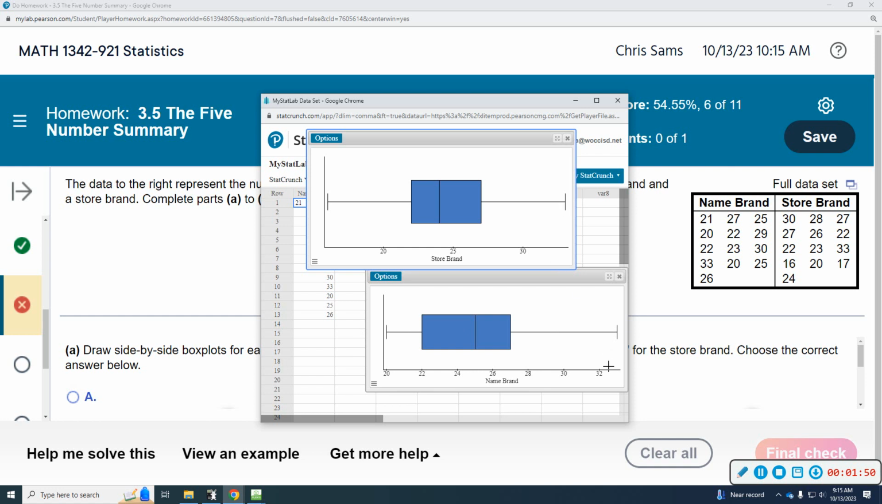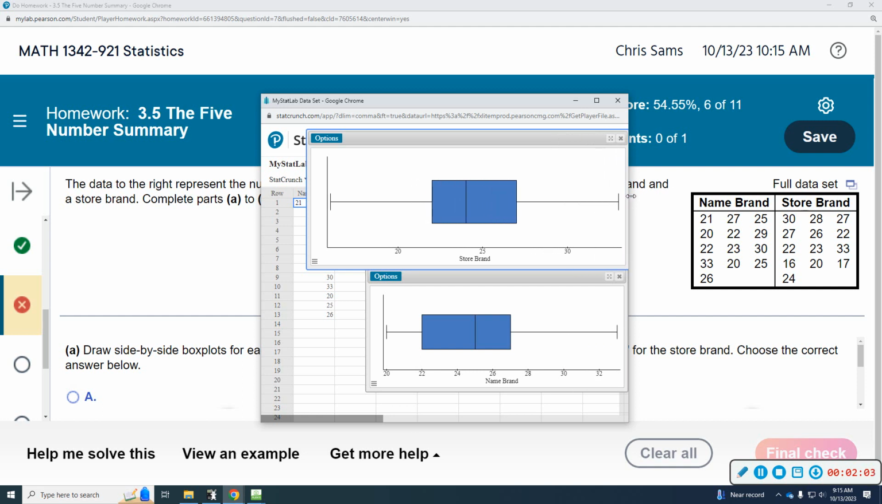It goes, well, this one goes to 32. I can't really tell what this one is. Upper limit 33. And this upper limit is 33. So they both have the same upper limit, but they don't start at the same place.